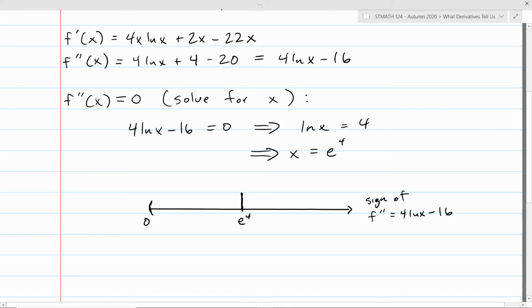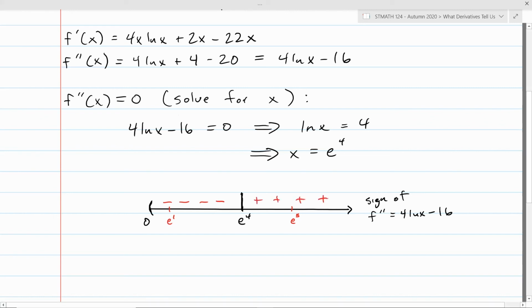So I need to put some test points in here so I can check the signs of things. So maybe I'll put, I don't know, how about e to the 1 and e to the 5 as test points. Those are easy numbers to plug into the natural log because when you plug in e to the 1 to natural log, you get 1. When you plug in e to the 5 to the natural log, you get 5. So if I plug in e to the 1, I'm going to get 4 minus 16. That's negative. And when I plug in e to the 5, I'm going to get 4 times 5 is 20 minus 16, so that's positive.